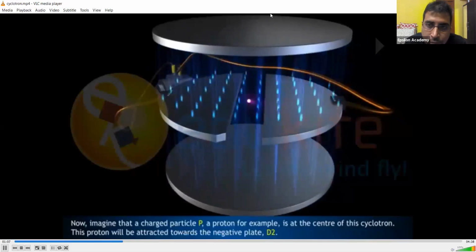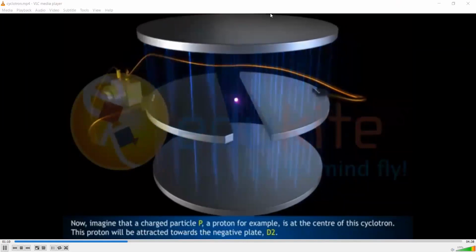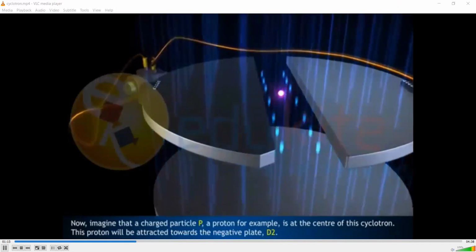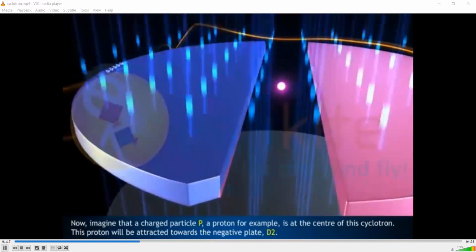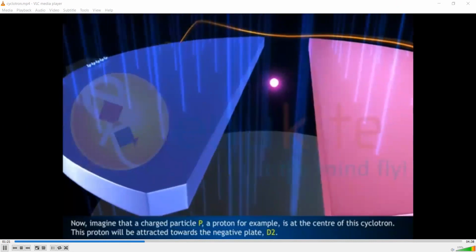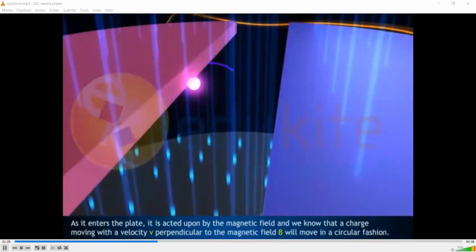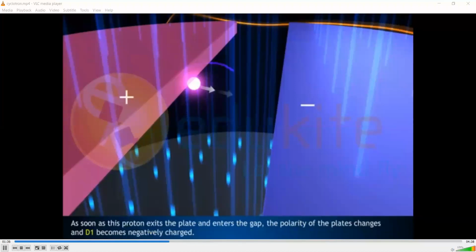A proton is at the center of the cyclotron. This proton will be attracted towards the negative plate, D2. As it enters the plate, it is acted upon by the magnetic field, and we know that a charge moving with a velocity v perpendicular to the magnetic field B will move in a circular fashion. As soon as the proton exits the plate and enters the gap, the polarity of the plates changes, and D1 becomes negatively charged.